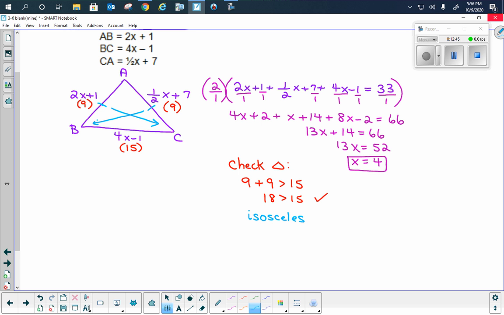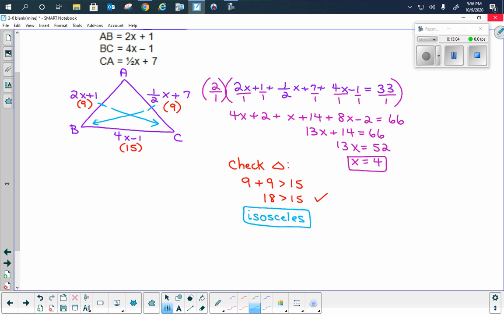That means angle B equals angle C. However, that doesn't tell me anything about, are they both acute? Are all 3 of them acute? Is angle A a right angle? Is it an obtuse angle? So again, I can't give it any more names other than isosceles at this point.